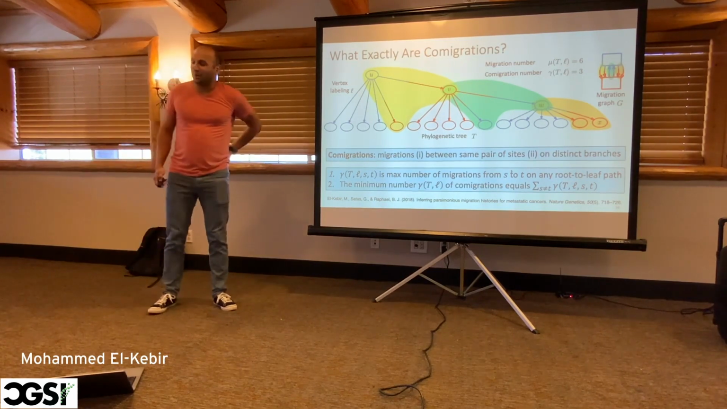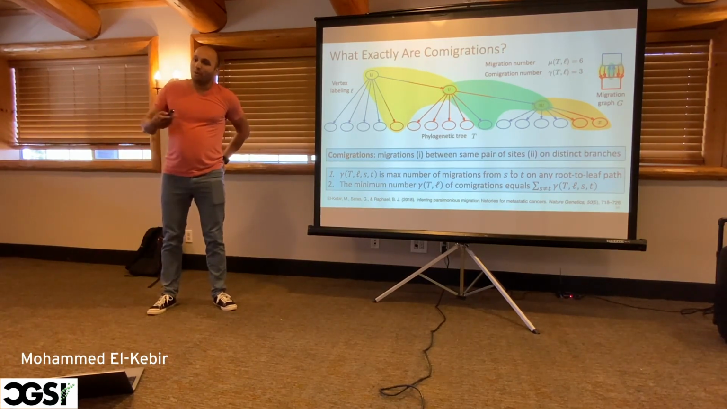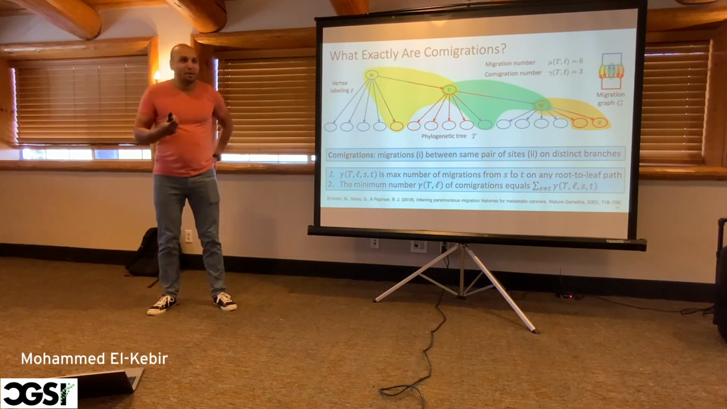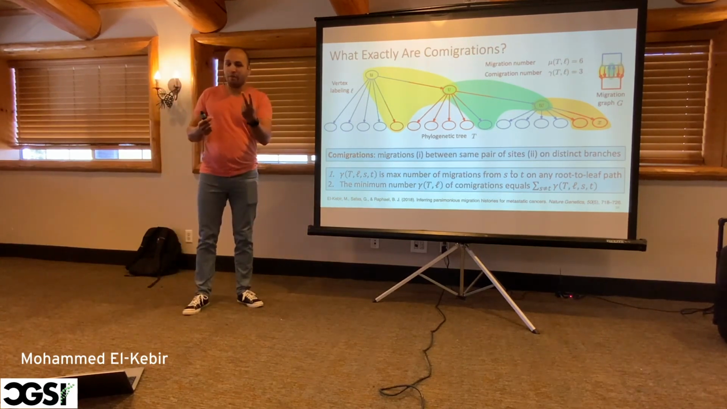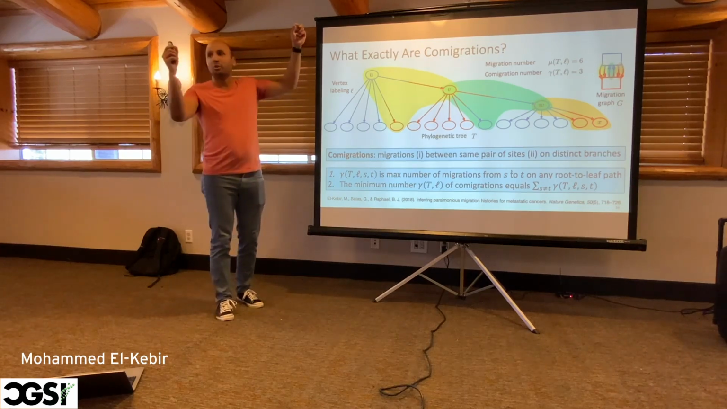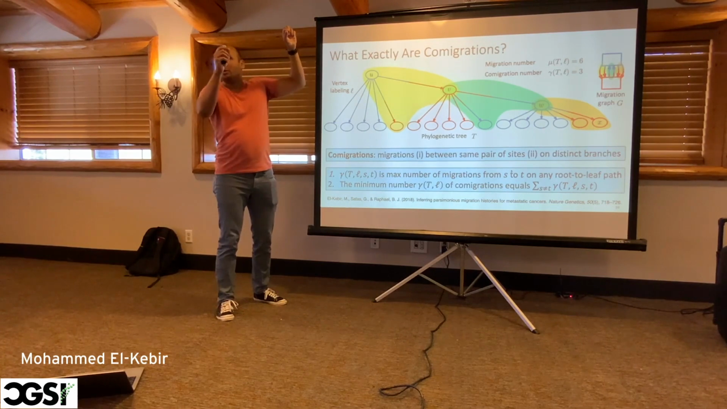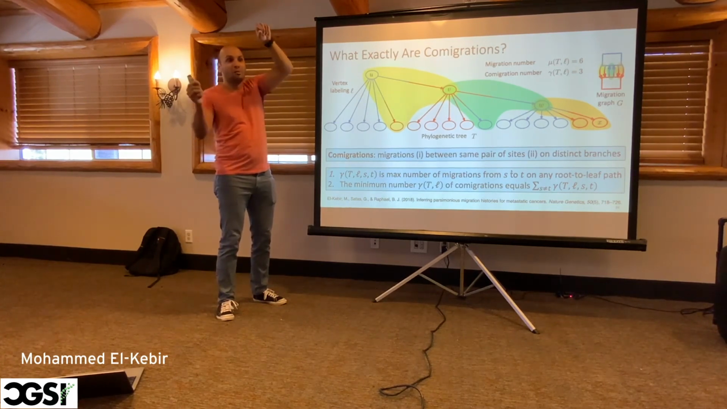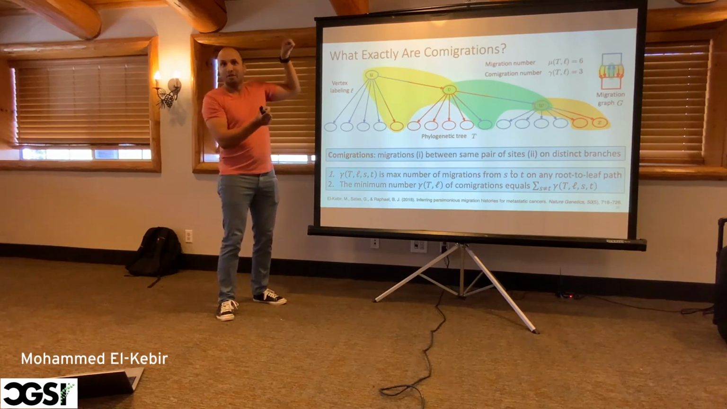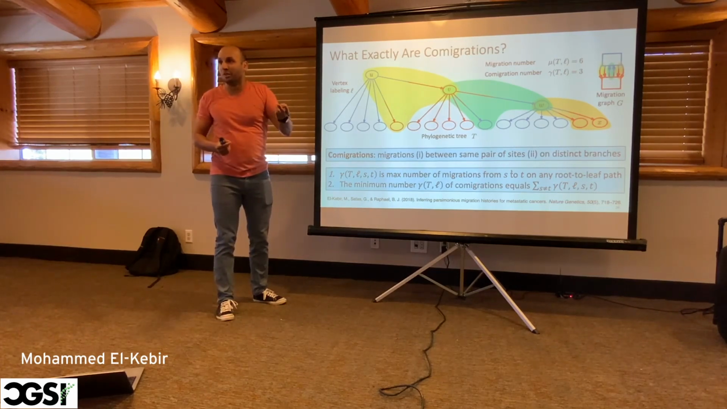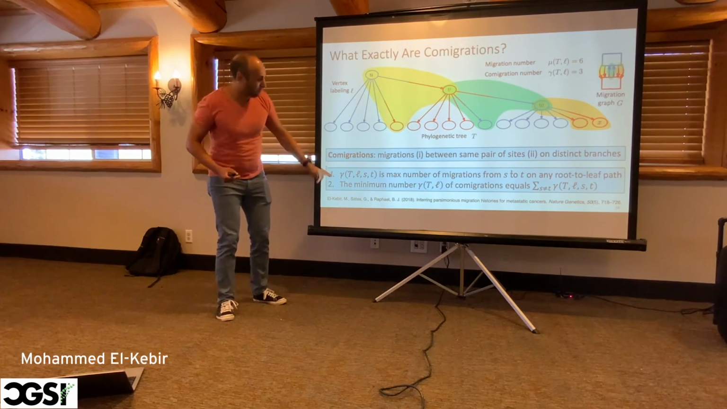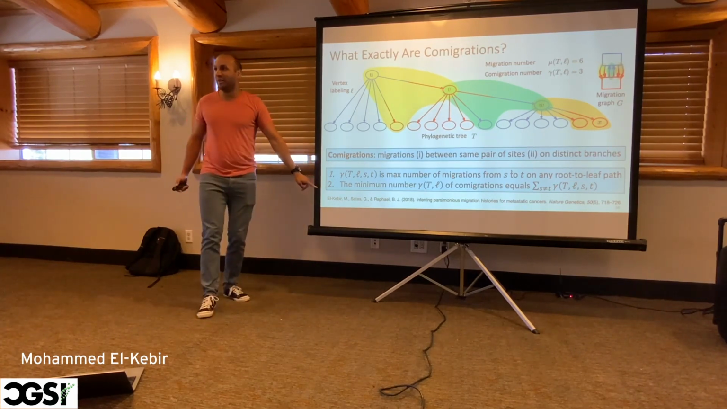The way you can compute this number, like what is the minimum number of co-migrations subject to this constraint: you fix two locations, source and target location, and then you look at all root to leaf paths, and you count the number of migrations of those two colors on the root to leaf path. And the maximum number across all root to leaf paths, that's the number of co-migrations between those two locations. And then you sum them up. That's precisely what this equation here is saying.